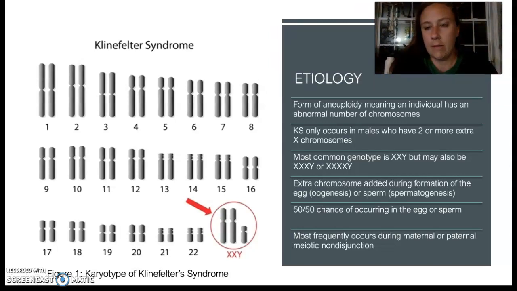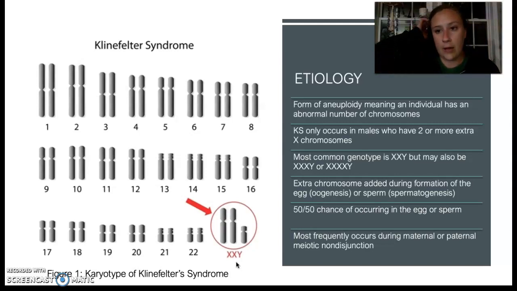So I wanted to start with just talking about the etiology of Klinefelter syndrome and the basics of what it is and how it occurs. As you can see here, this is a karyotype of someone with Klinefelter syndrome, and where they've got the little arrow, there are two X's and a Y chromosome at the sex chromosome, the 23rd chromosome, which means that this is a male with an extra X chromosome. So that is someone with Klinefelter syndrome.